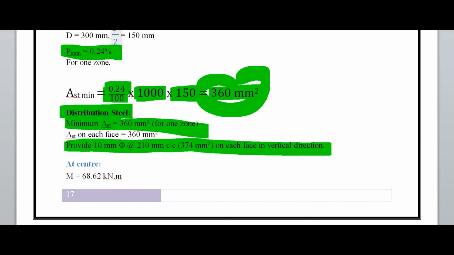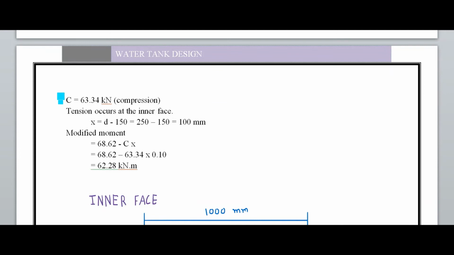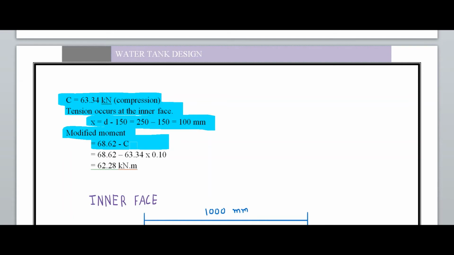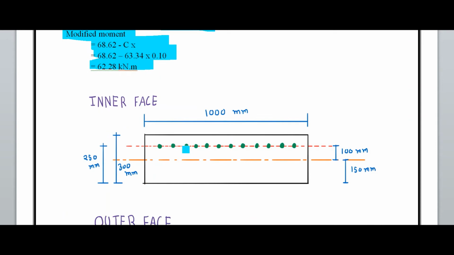Now we are going to design for the center. At center we have a moment of 68.62. Now we have a compression force, and tension occurs at the inner face. So we modify 68.62 minus compression into x. What is x? X means the distance between the center of the wall to the center of the reinforcement provided. So this is 100 mm. So 68.62 is the total moment minus compression into distance, giving 62.28 kilonewton meter.